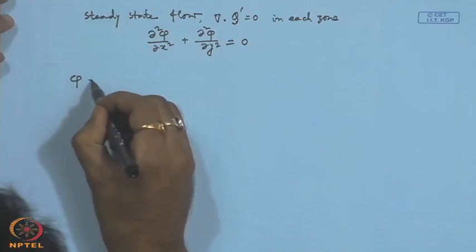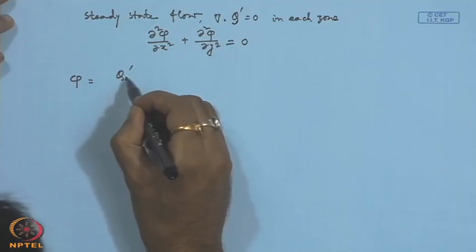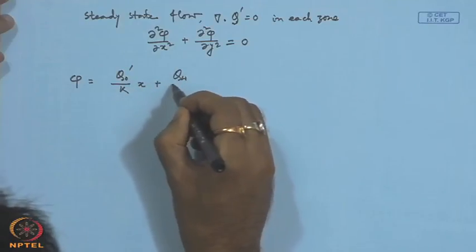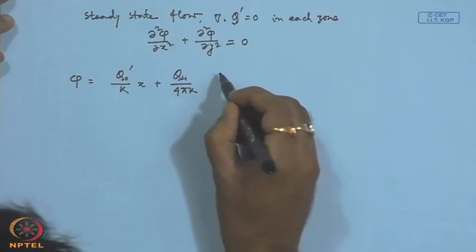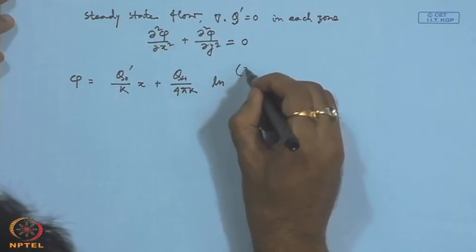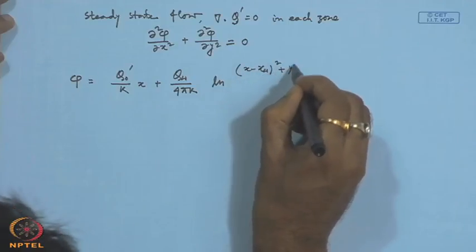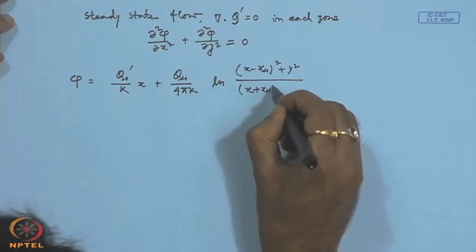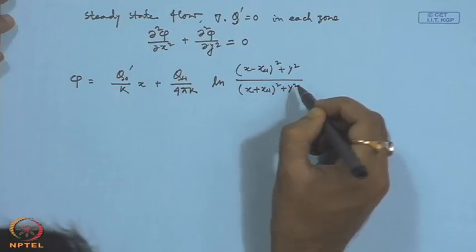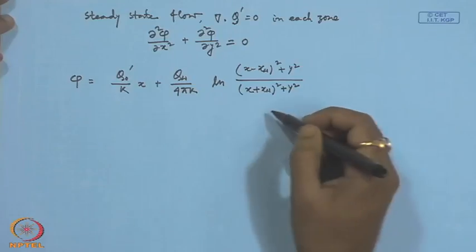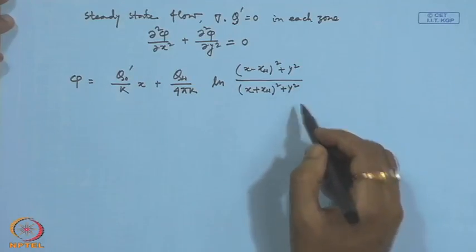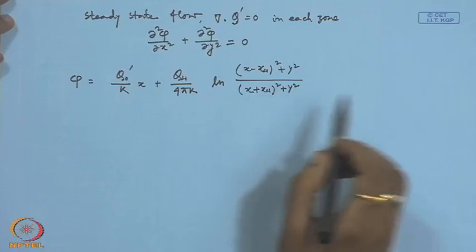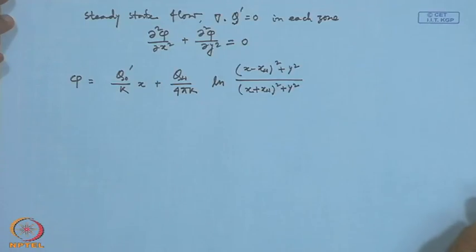phi equals q naught prime x plus q w over 4 pi k ln of x minus x w, where x w is the location of the pumping well, and this can be utilized for modeling of pumping wells in coastal aquifers with simple approximation.